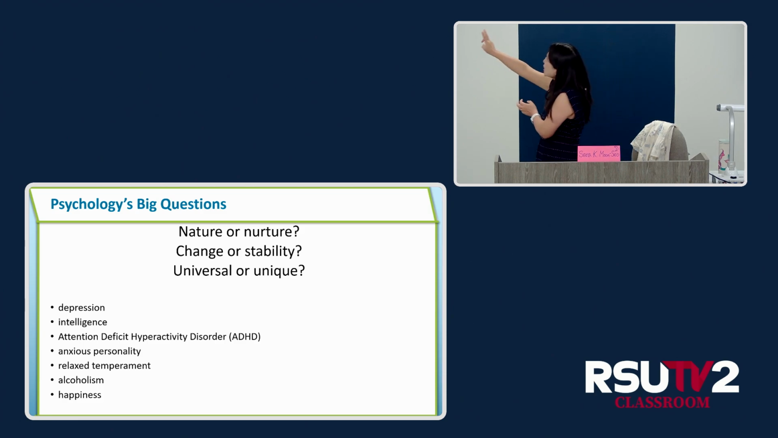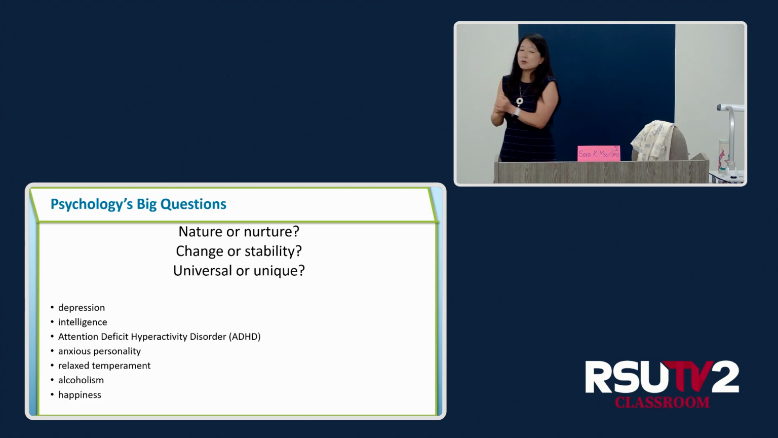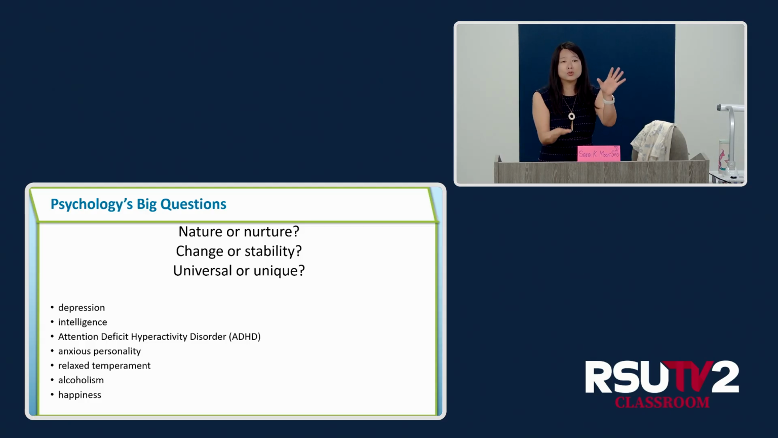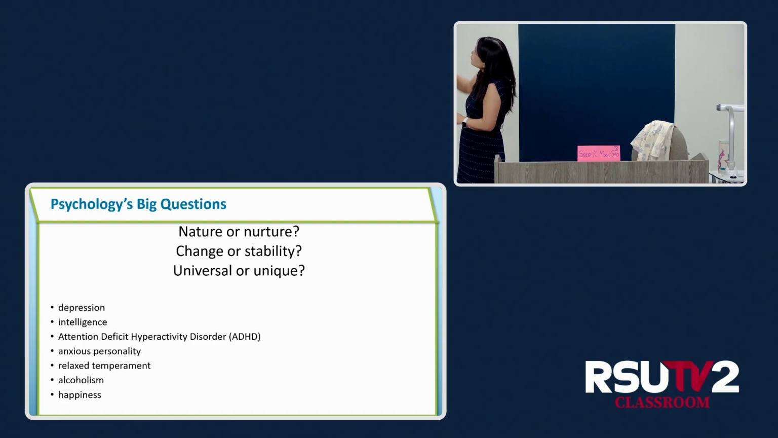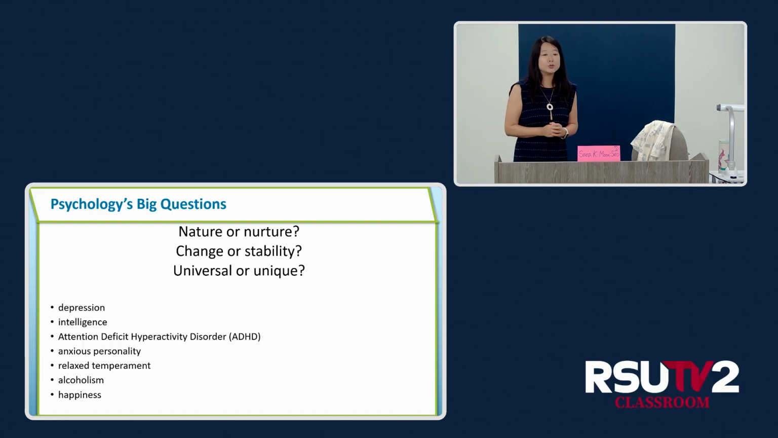So change or stability, even though it sounds like two totally different topics, it is not. When we try to understand a person's learning and development, both are there. Change is there and also stability is there. So both really matter in trying to understand human beings' mind and behavior. So the third question will be universal or unique.